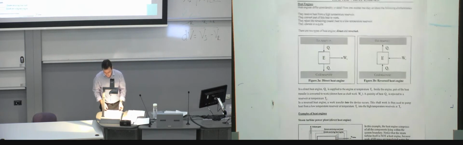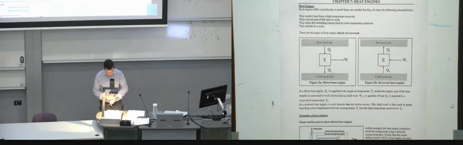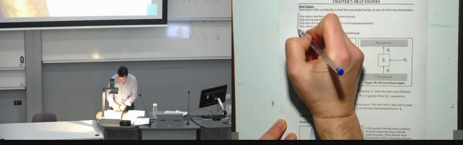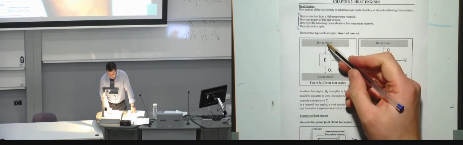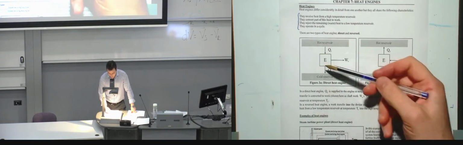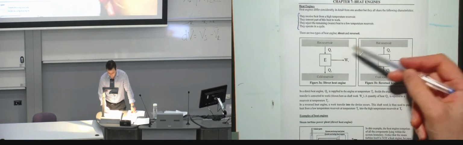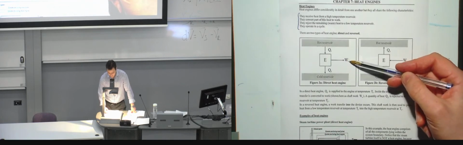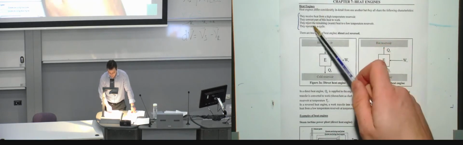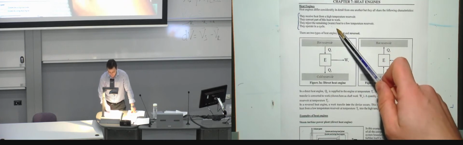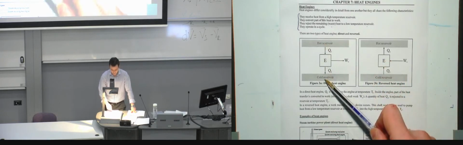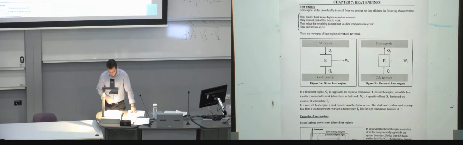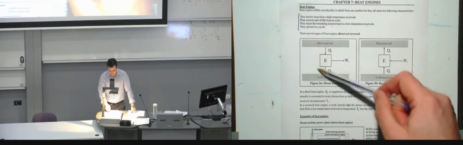Looking at some of the characteristics of the heat engine, these are the characteristics which I refer to. The heat engine receives heat from a high temperature reservoir, as you can see here. It converts part of this heat to work. As you can see, some work will actually come out of the heat engine, in this case WS, which is shaft work. It rejects the remaining heat, or waste heat, to a low temperature reservoir. As you can see, part of the heat which has not been used will be transferred to another reservoir, which in this case is the cold one. And the heat engine operates in a cycle.